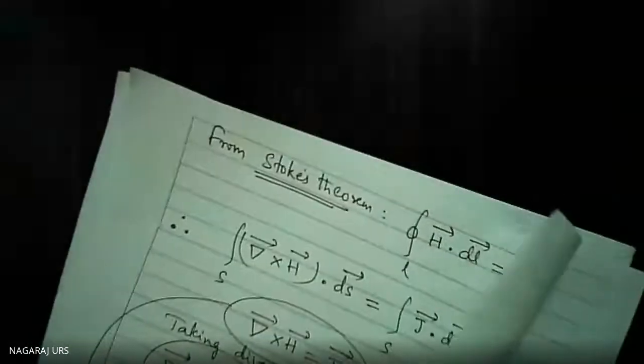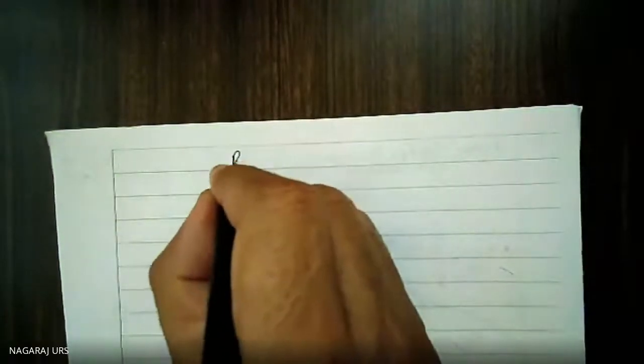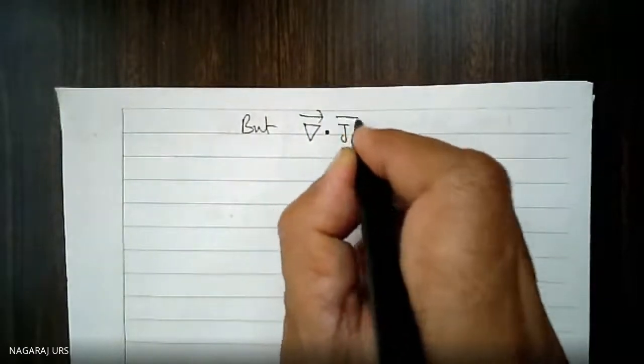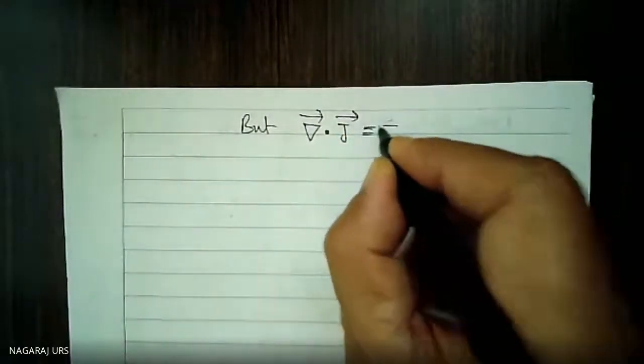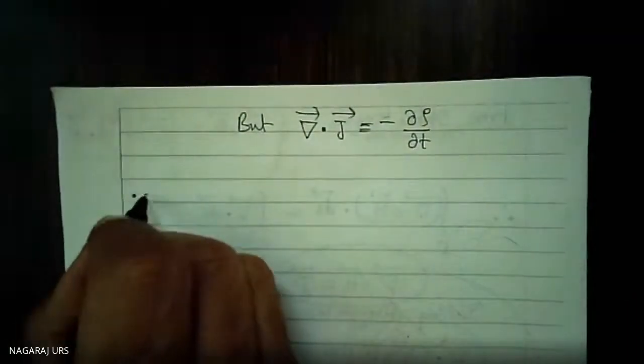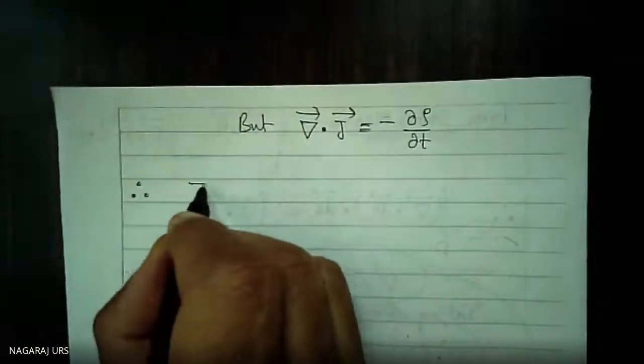Right? So next step. What is that? But del dot J, according to continuity, is equal to minus del rho divided by del t. Therefore, del dot J is equal to how much?